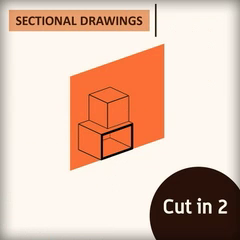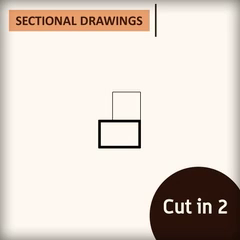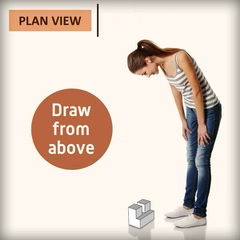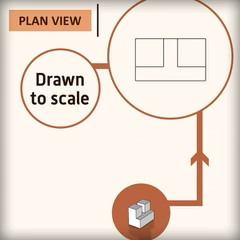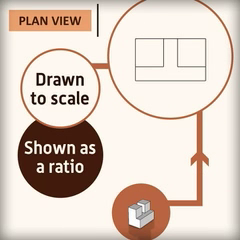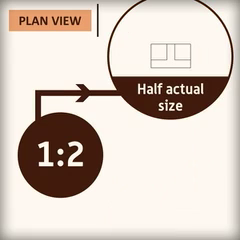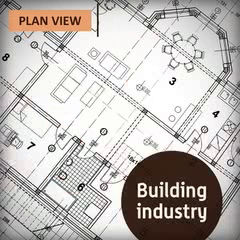Sectional drawings show how the object would look if it was cut in 2. If you draw from above, then it's called plan view. This should be drawn to scale, and the scale must be clearly shown as a ratio, for example 1:2. With a scale of 1:2, the drawing is half the product's actual size. These are mostly used in the building industry to plan out rooms, furniture, and installations.